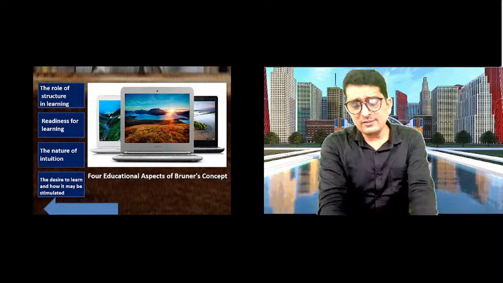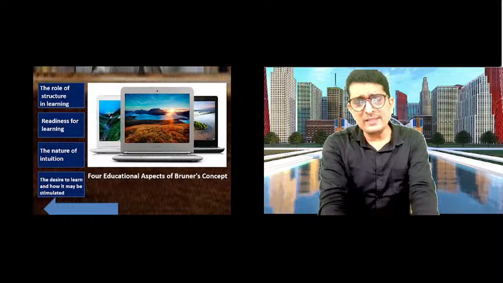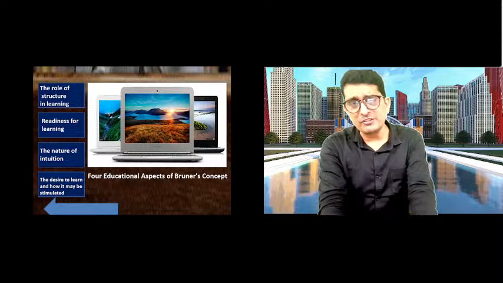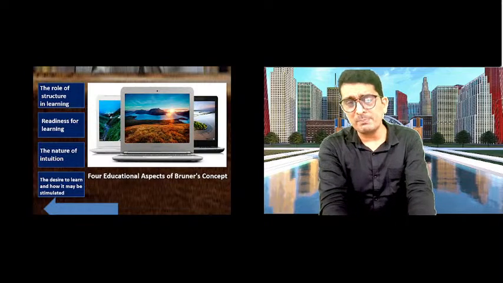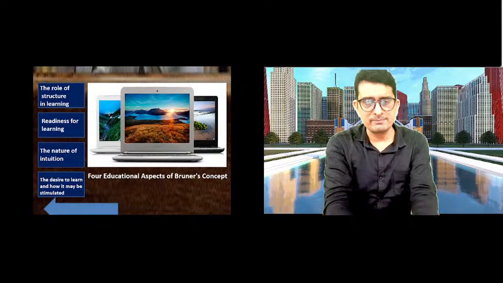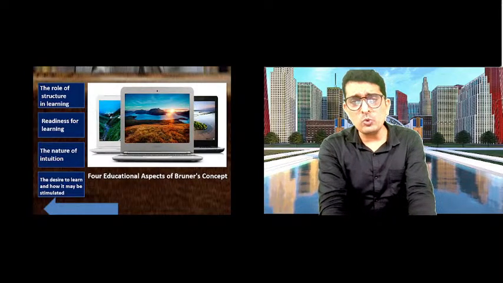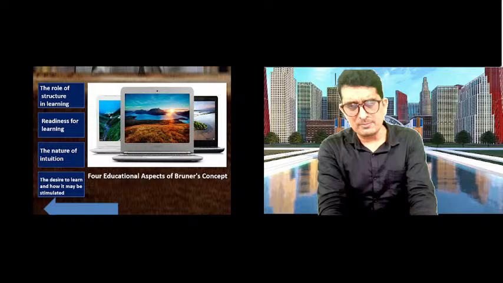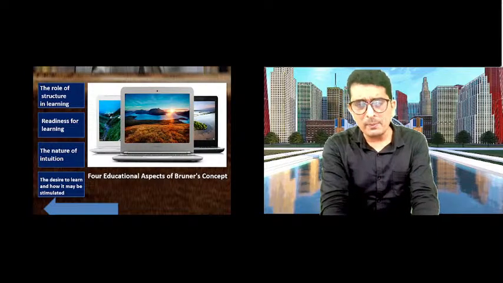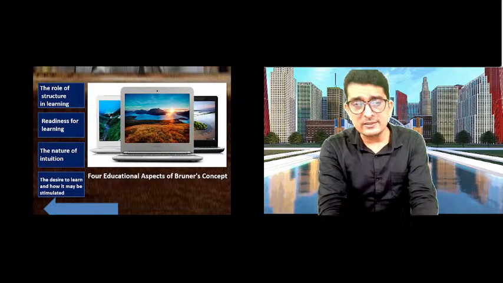Here, Bruner believed that learning should be systematic. He believed that structure has great importance, an inevitable role in the process of learning. According to Bruner, you have to teach the structure of different items so as to make the learners learn by themselves.